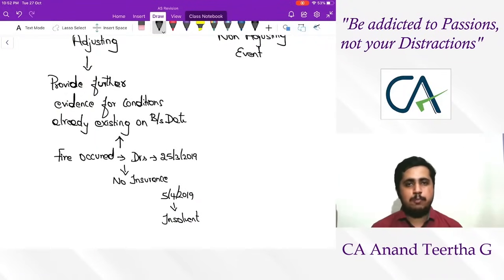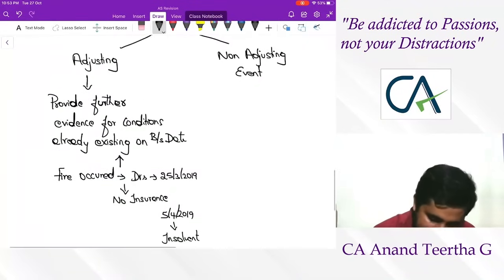Okay, so there has to be a major event which has taken place before the balance sheet date itself. By balance sheet date, you know that. After the balance sheet date, it's only giving you confirmation of what you had already thought within the balance sheet time. So that is how an adjusting event comes into the picture.